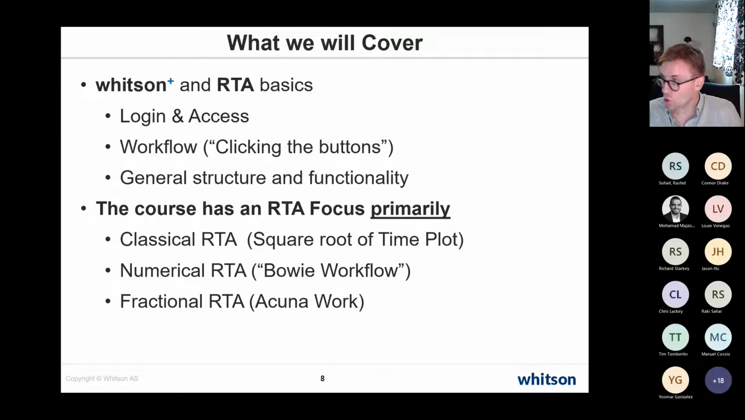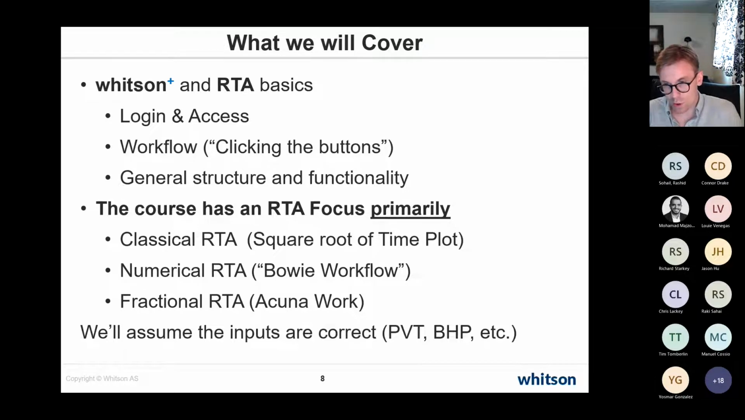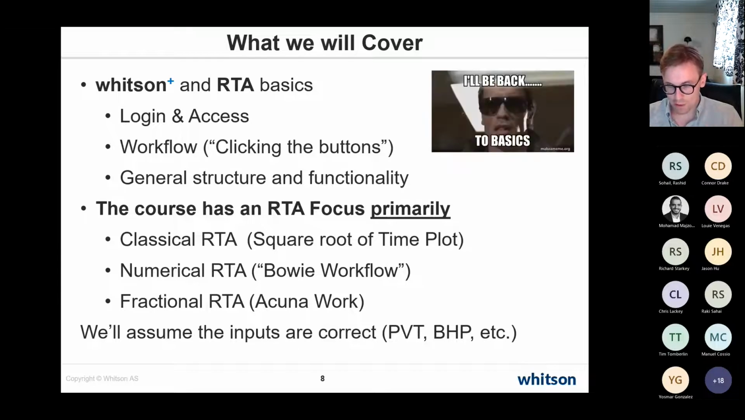So the thing that we'll assume, though, is that most of the inputs to the analysis are correct. The inputs to RTA are PVT, bottom hole pressures, and production data. We'll assume that all of those inputs are correct in at least the examples that we're working on now. You can change a few of the things if you want to, but uncertainty related to PVT and bottom hole pressures, and what impacts that, was addressed in previous courses. So we'll be back to basics in this course.